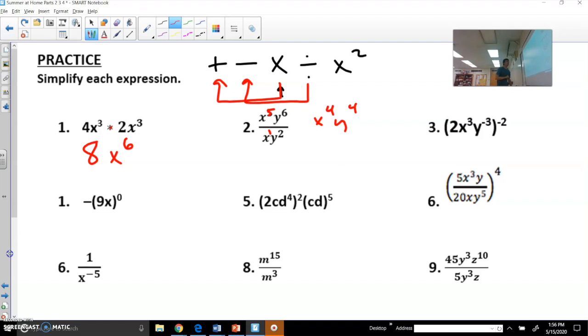So let's look at one like, let's talk about number 3. So you're putting a power on a power. So we may want to think about 2 raised to the negative 2. We'll talk about that here in a minute.